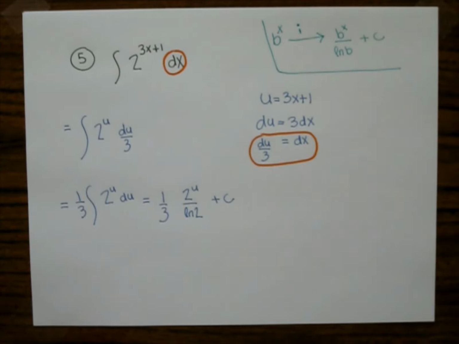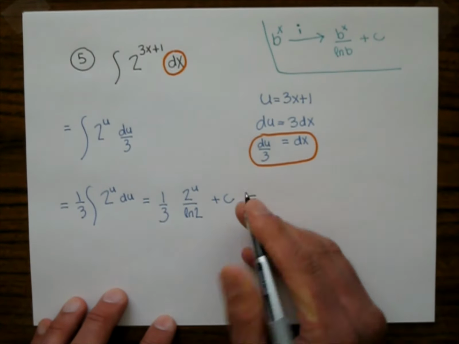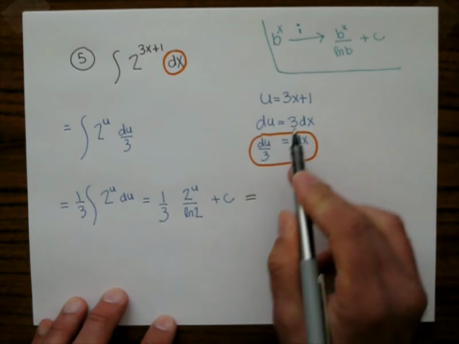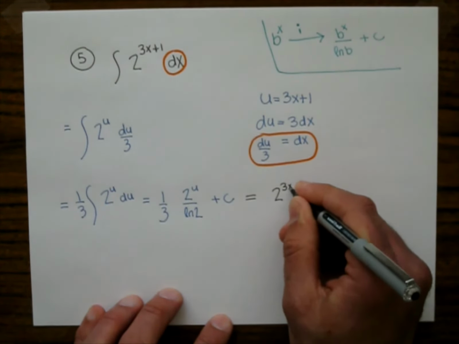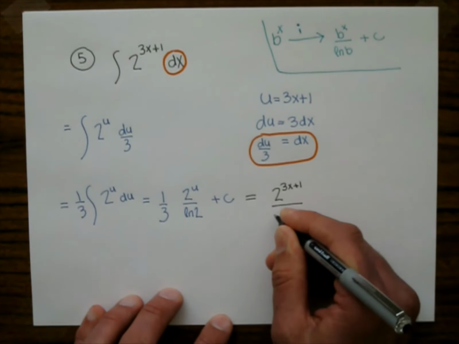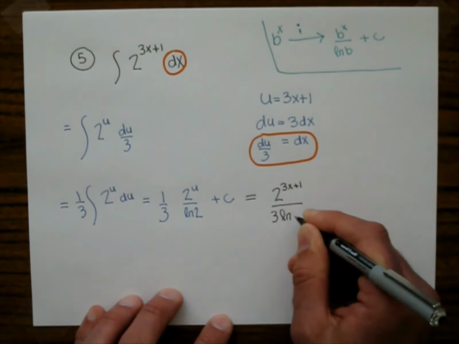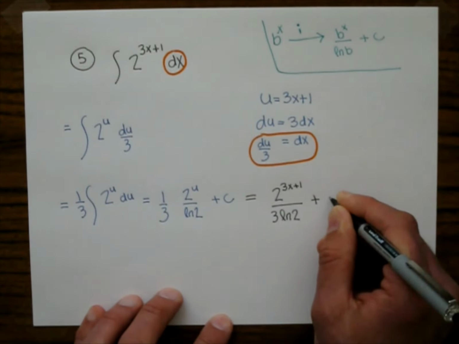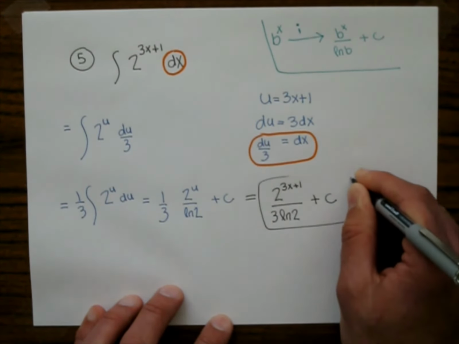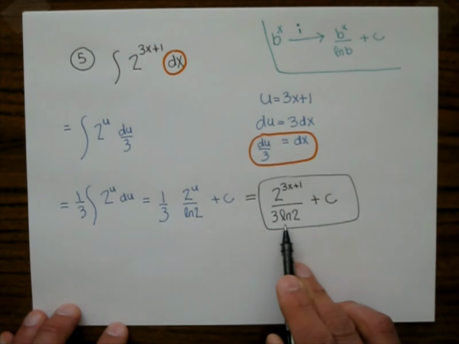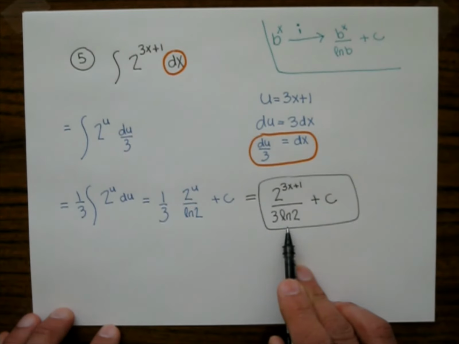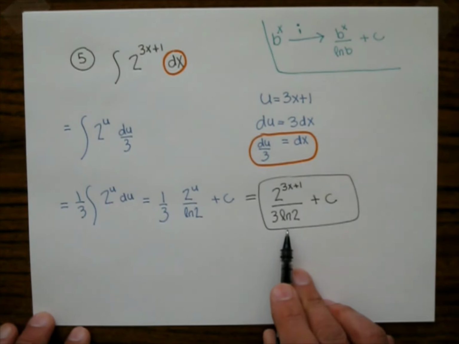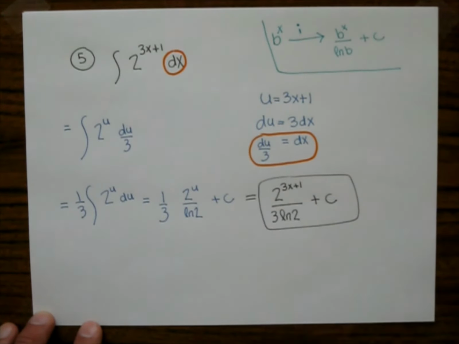Okay, switching back to black, I'm going to replace that u with 3x plus 1. So it looks like I have 2 raised to the 3x plus 1 all over 3 times the ln of 2 plus c. There it is. Of course, your book would probably write ln of 8 on the bottom. Okay, that was a logarithm joke, and if you don't get it, then look at your properties of logarithms. So we're done with this problem.